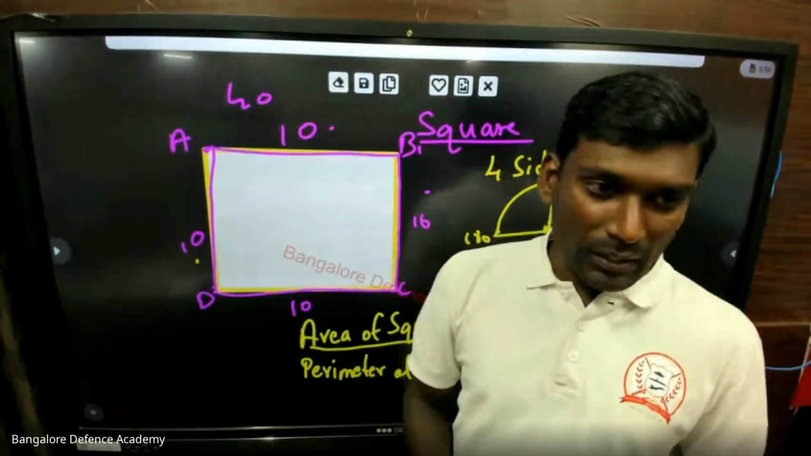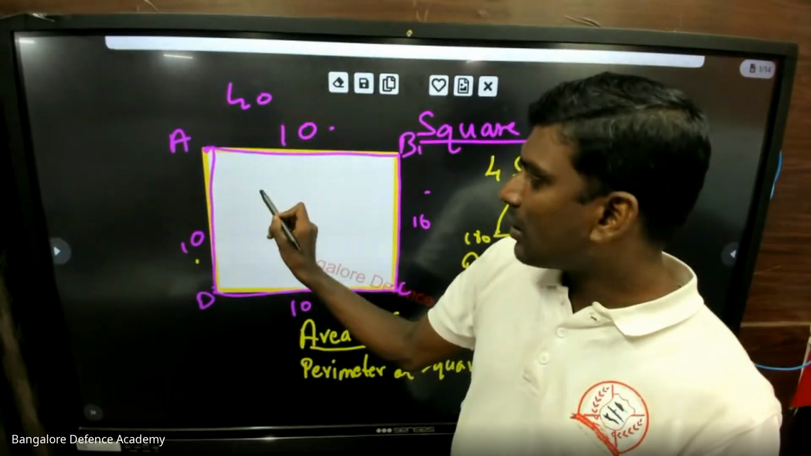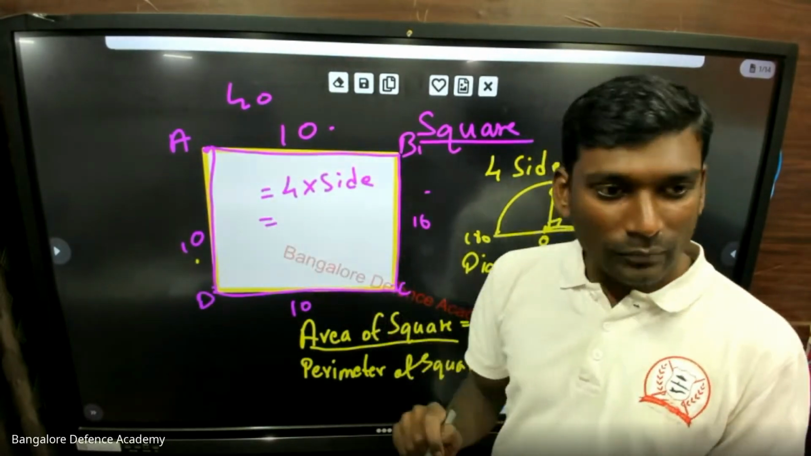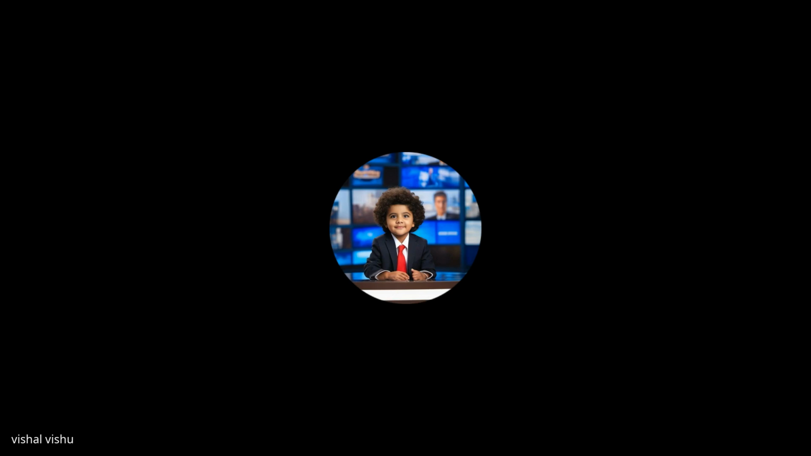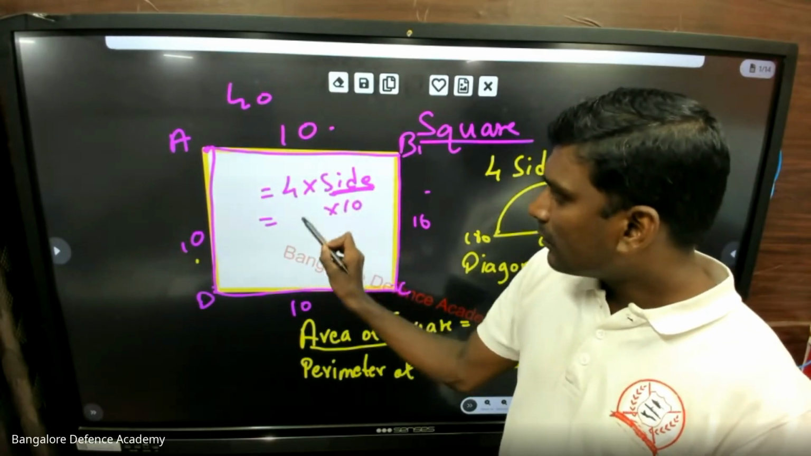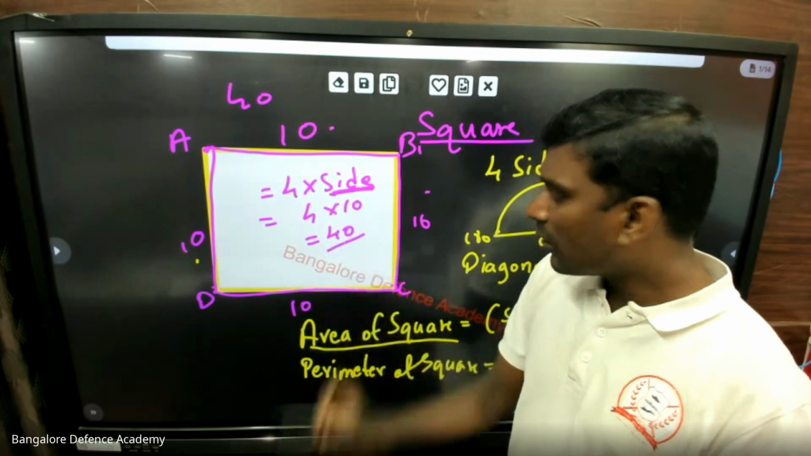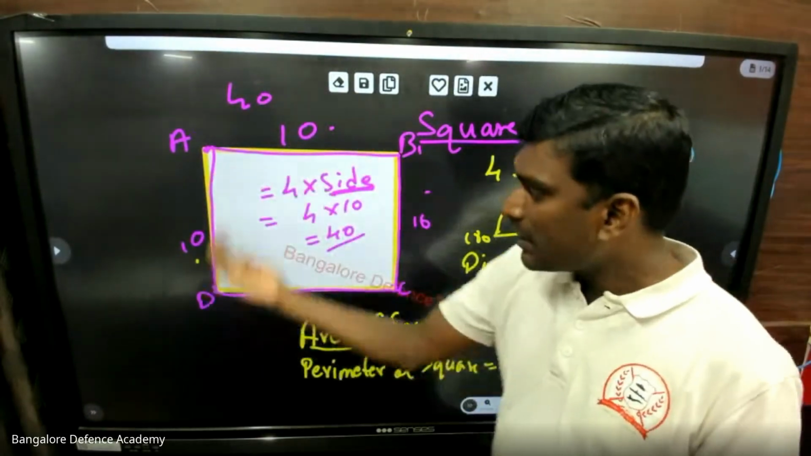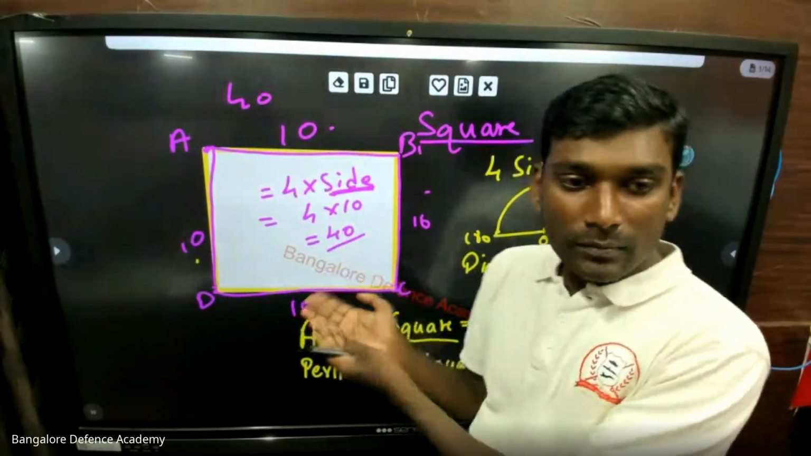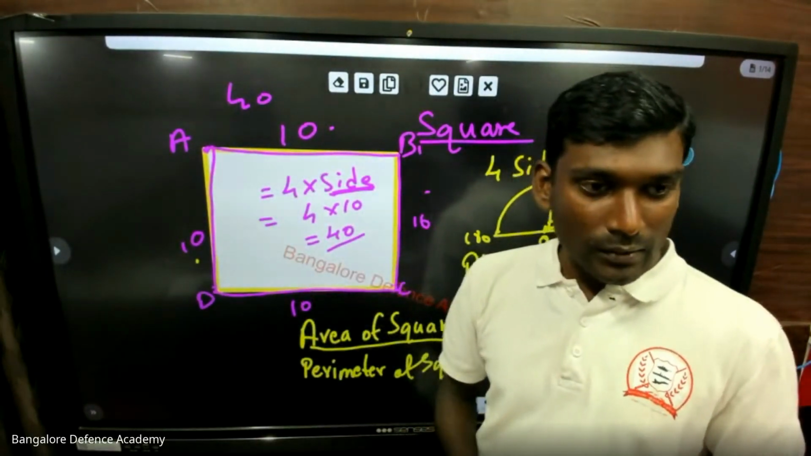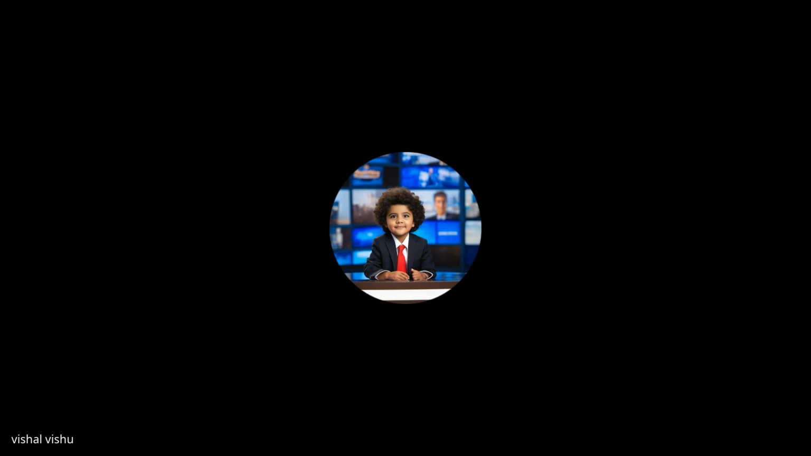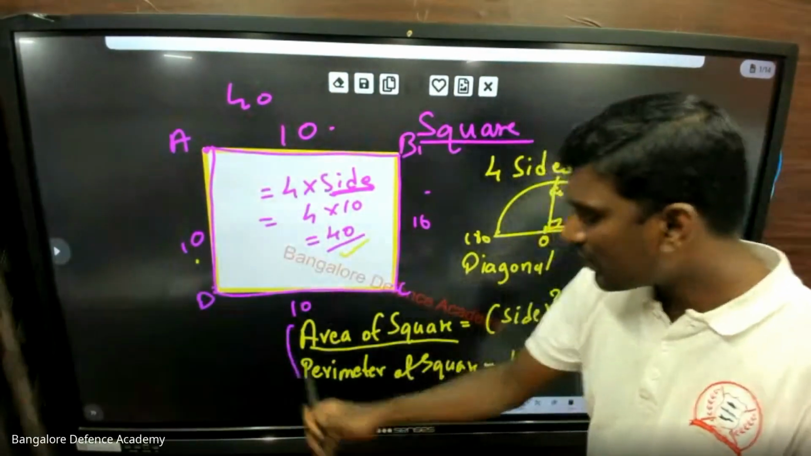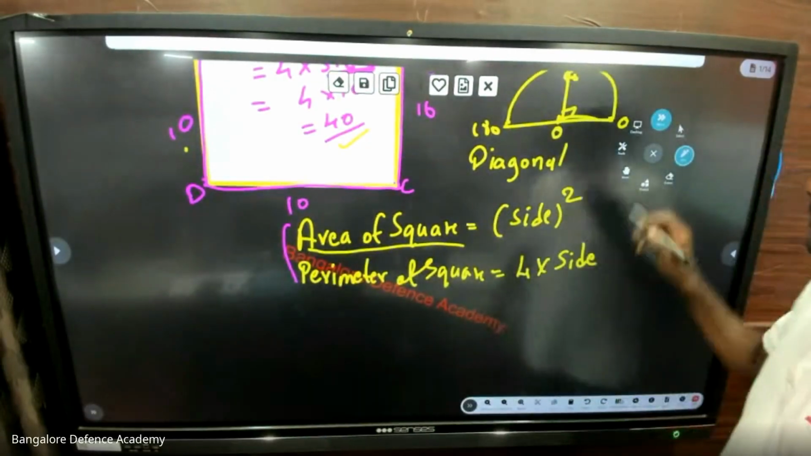Now I gave you a formula: perimeter of the square is 4 into side. What is the side I gave you here? 10. 4 into 10 is how much? 40. Now tell me, is it easy to find it by adding all the sides, or is it easy to find the value with the formula? Formula, sir. So, you have learned two formulas by heart. Just go through this quickly.